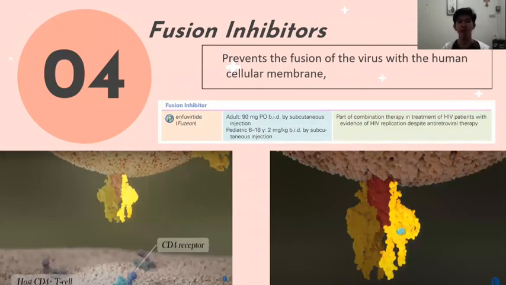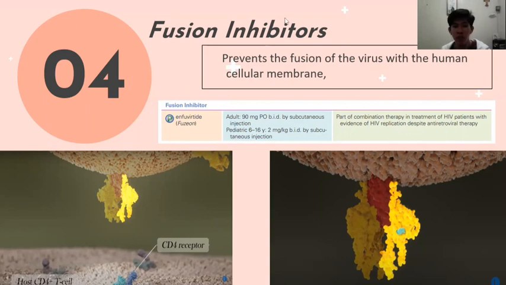And now, for the fusion inhibitors. Fusion inhibitors prevent the fusion of the virus with the human cellular membrane. So to understand it, we will discuss how this HIV virus penetrates or fuses to the host cell. In the picture, this is the virus with its glycoprotein, and this is the GP120, if I'm not mistaken. And in the cell membrane, on the CD4 cells, we have the CD4 receptor for the HIV glycoprotein to attach. So this glycoprotein will undergo conformational change, or internal arrangement, for it to attach to the CD4 receptor.